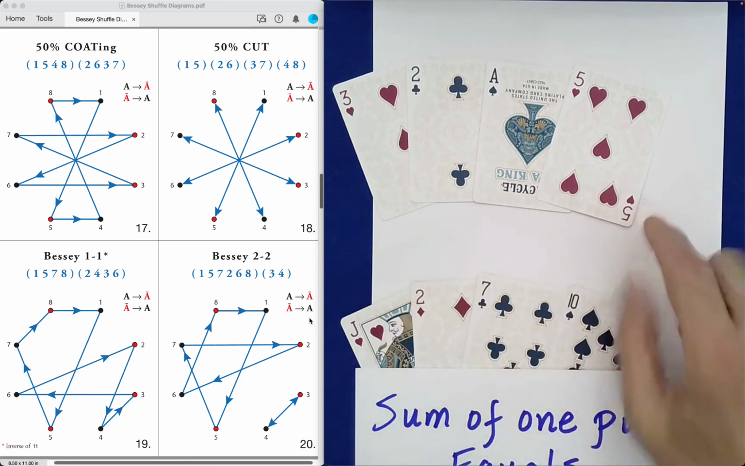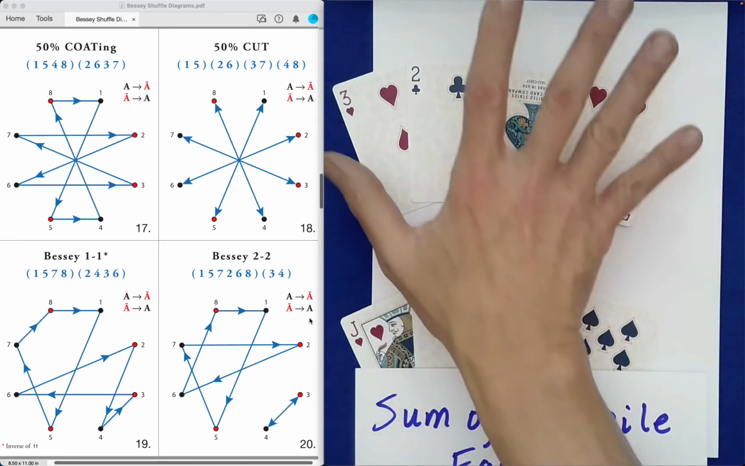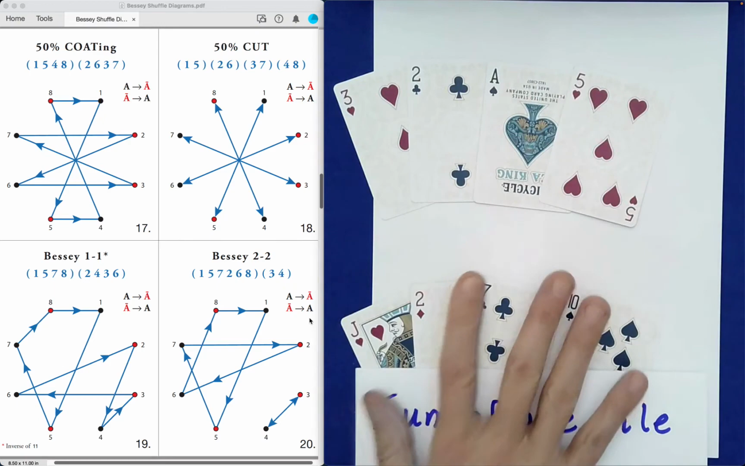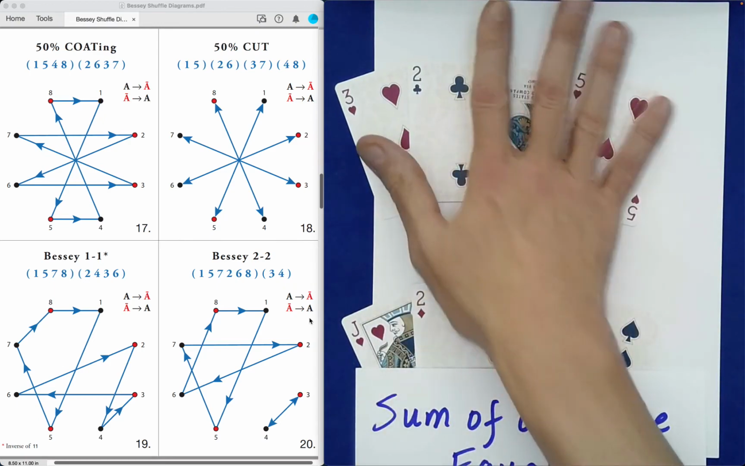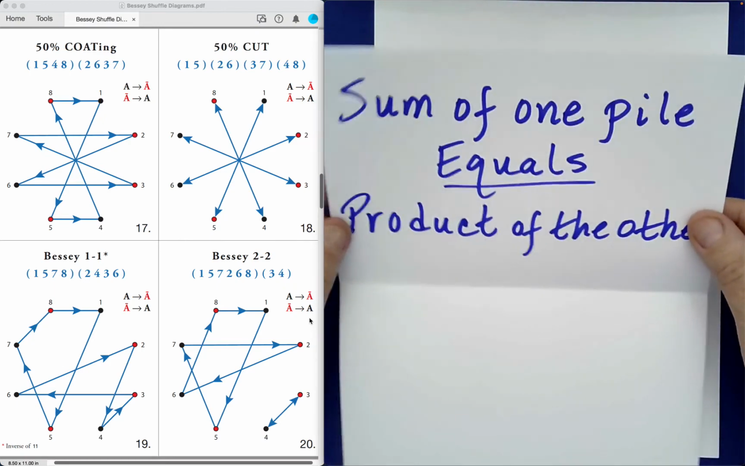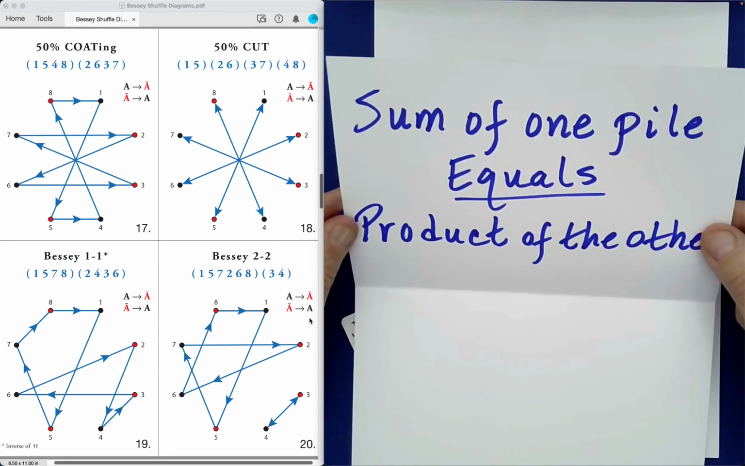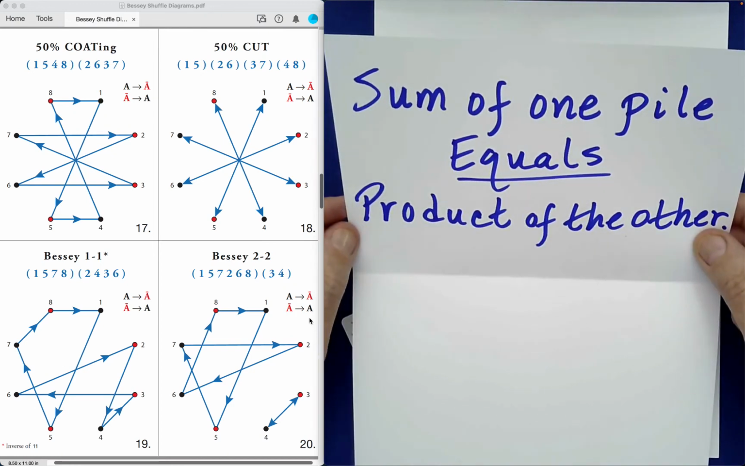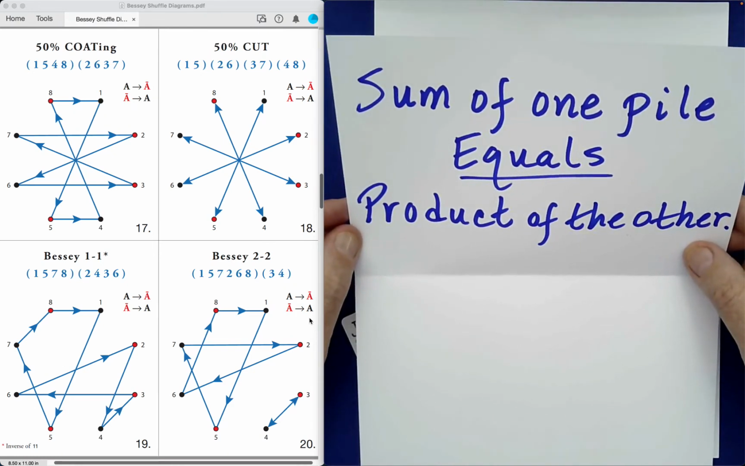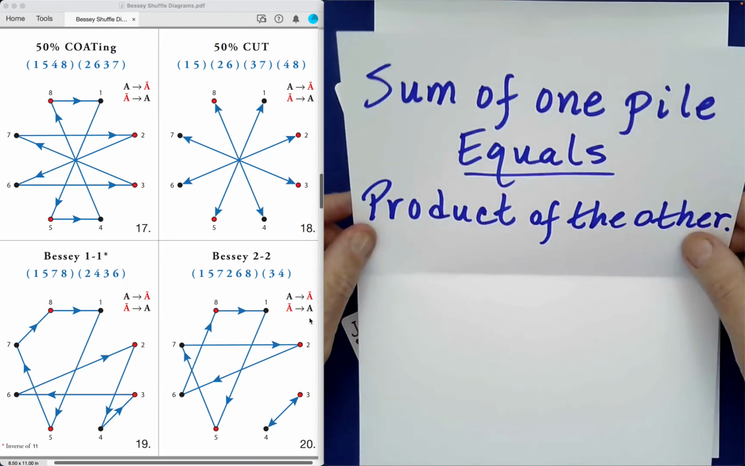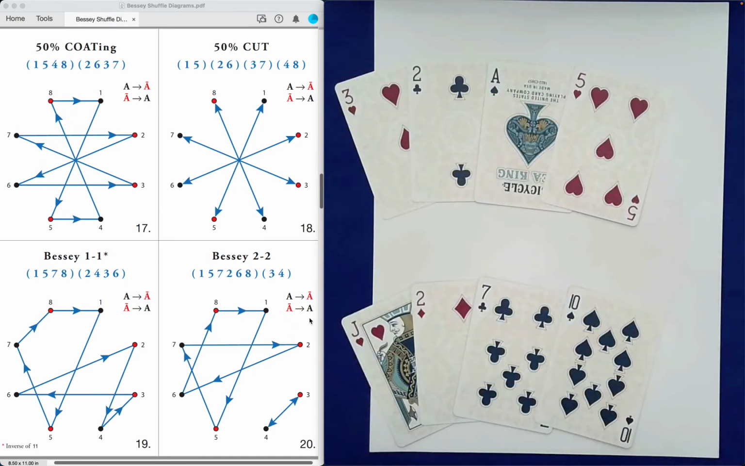Because when we're separating the zeros from the 1s, it doesn't matter if this whole pile happened to be down here and this one happened to be up there. This prediction would still be true. The sum of one of the piles, we didn't say which pile, equals the product of the other pile. We didn't say exactly what pile that is either. It's just the other one. Okay? So anyway, that is an application, once again, of Bessey Sequences and Bessey Shuffles that might be fun for you to share with family or friends.